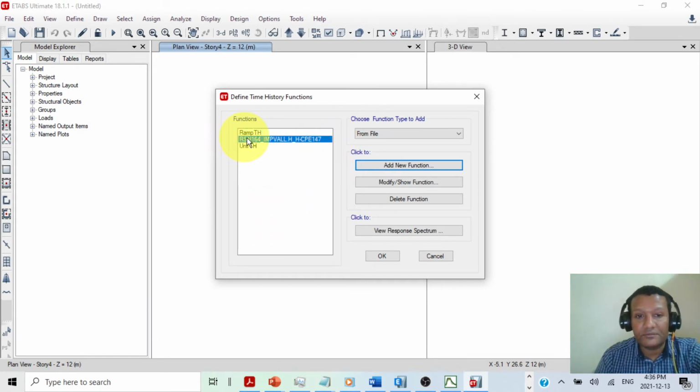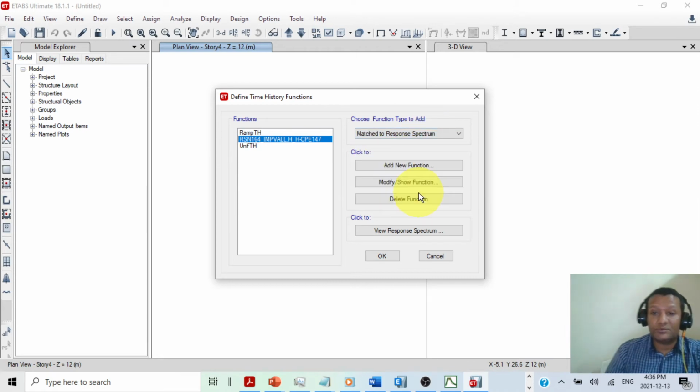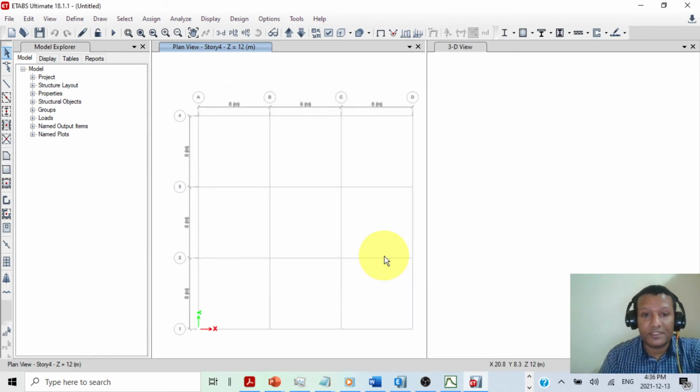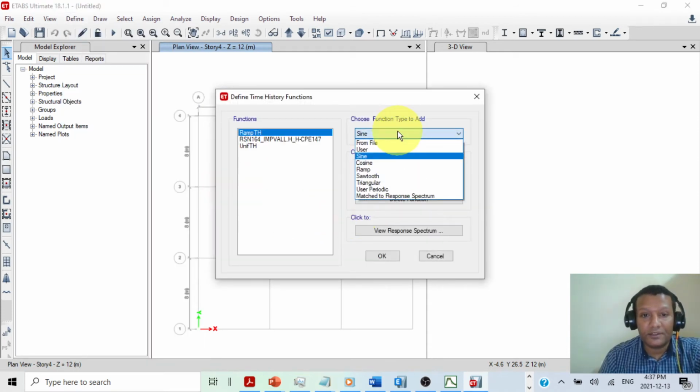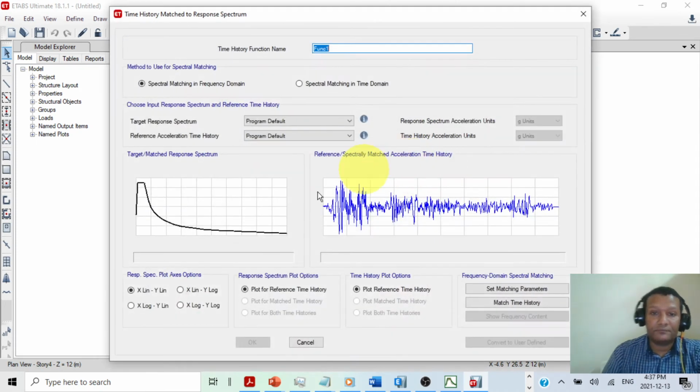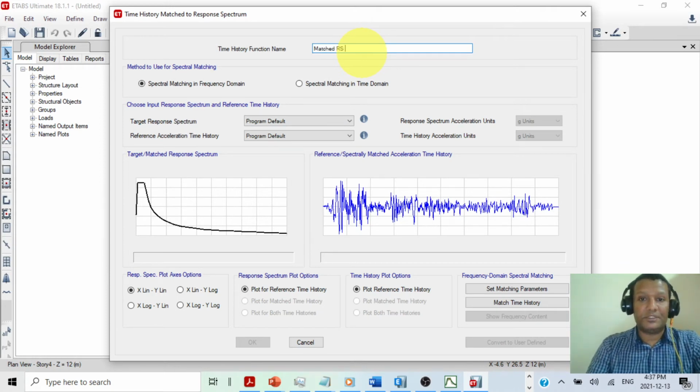So once we did this, then when we say OK, the file comes. This is the file we have now. So how to match it? We have to go here, match response spectrum. First let's make OK, then we go here, response spectrum, then match response spectrum, then add new function. For example, this one is matched response spectrum.